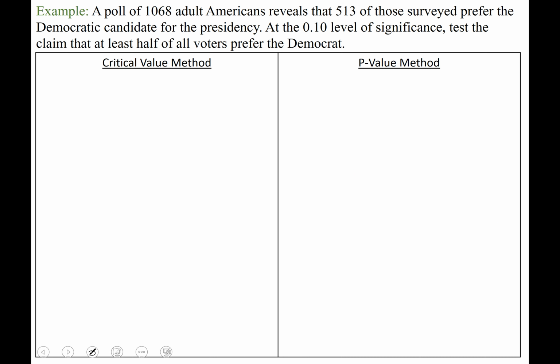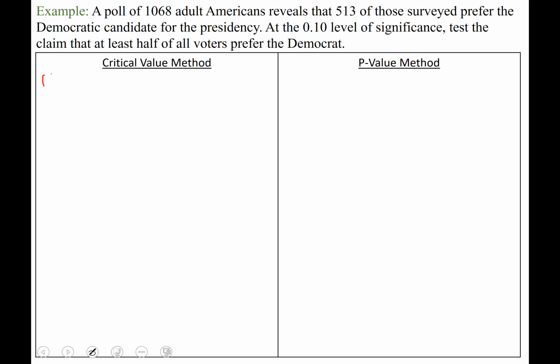about a proportion. Let's start with an example. A poll of 1,068 adult Americans revealed that 513 of those surveyed prefer the Democratic candidate for the presidency. At the 0.10 level of significance, test the claim that at least half of all voters prefer the Democrat. All right, I want to show this example with the critical value method and the p-value method side by side so you can see the similarities and the differences.